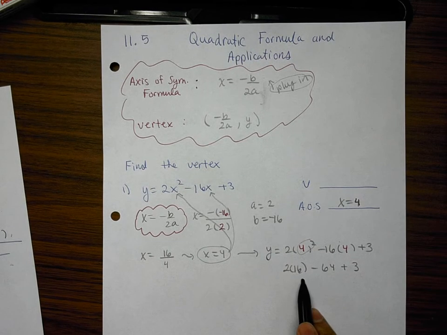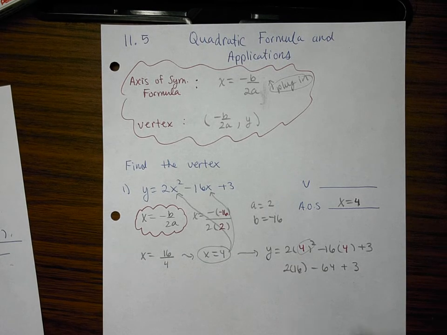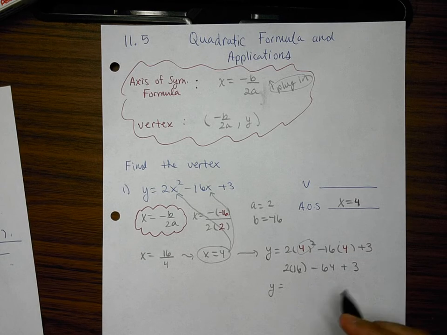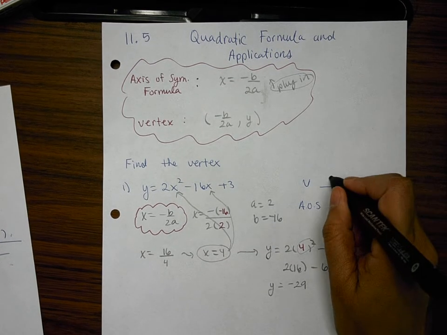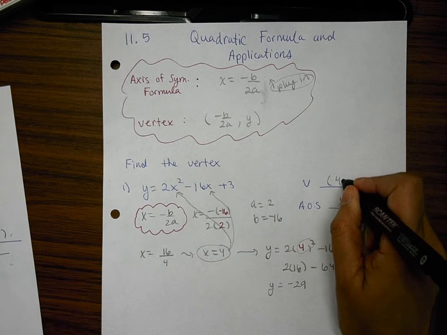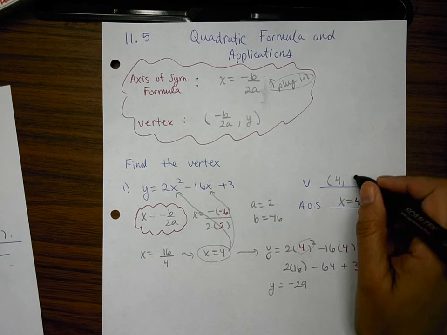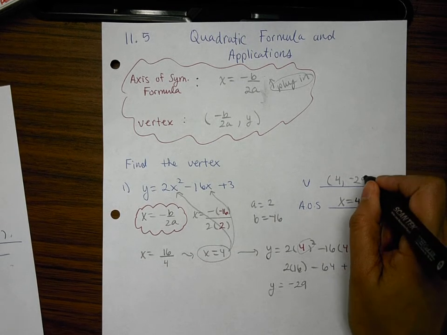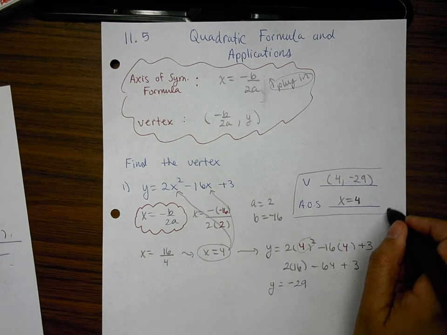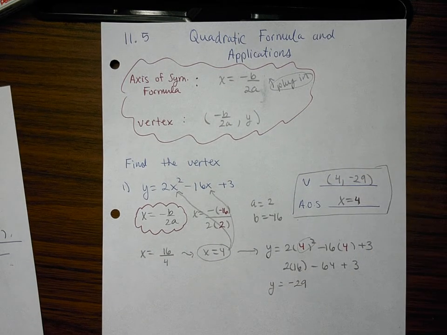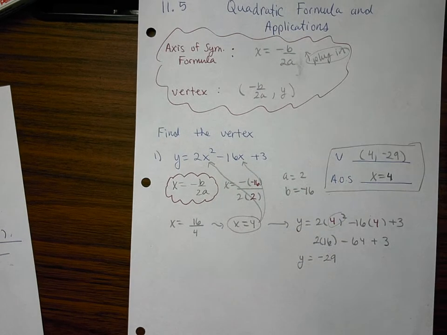2 times 16. You can plug all this in your calculator. I'm going to give you guys a few seconds. Actually, put pause, work it out, come back and check. You should end up with negative 29. So my vertex is the x value of 4, because we always use the x value from the axis of symmetry, comma negative 29. And that there is your answer. Okay? Let's try another one.